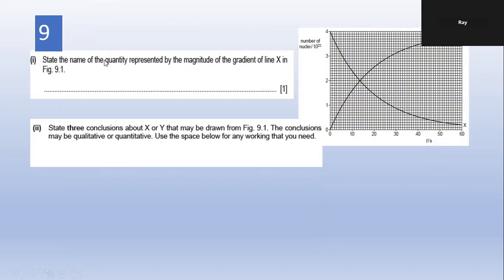State the name of the quantity represented by the magnitude of the gradient of line X in figure 9.1. Activity of X at the time t. Wait, say what? State the name of the quantity represented by the magnitude of the gradient of line X in figure 9.1.